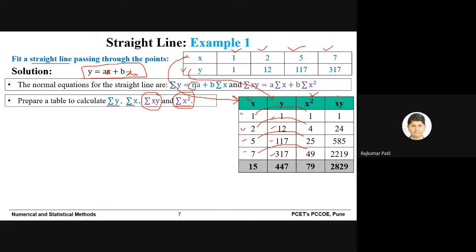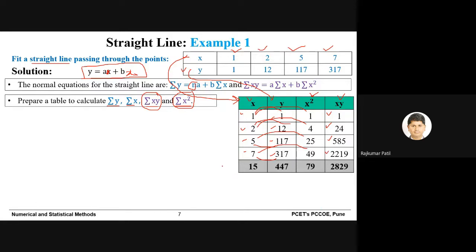Then the next column is xy. So the product of 1 and 1 is 1, product of 2 and 12 is 24, product of 5 and 117 is 585, and product of 7 and 317 is 2219. So this is how you can prepare the table.